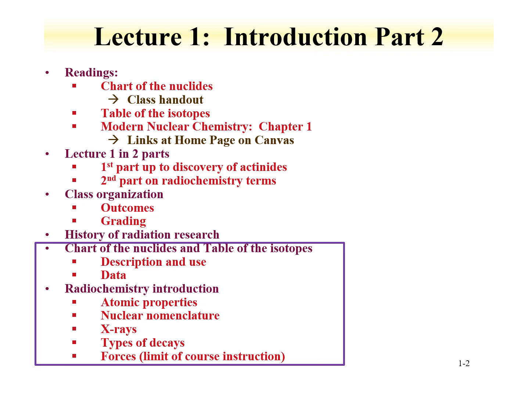Part 2 is going to talk about the chart of the nuclides and table of the isotopes. We're going to go over the description and use of these databases and how the data is presented. And then we'll talk about atomic properties, nuclear nomenclature, X-rays, so we identify the difference between X-rays and gamma rays, the types of decays, and then forces, the 4 basic forces of nature. And this will be the limit of the course instruction. We'll go up to the forces of nature.